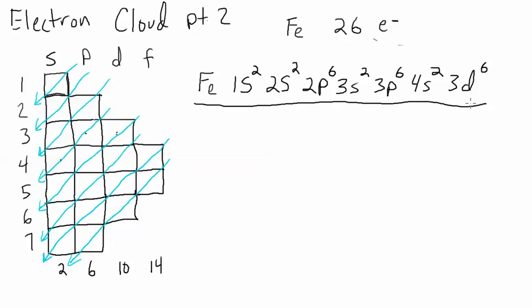So as long as you understand how the electron cloud is organized, as long as you understand the order in which the sublevels fill, you should be able to predict where all of the electrons are inside of the electron cloud for any atom of any element.